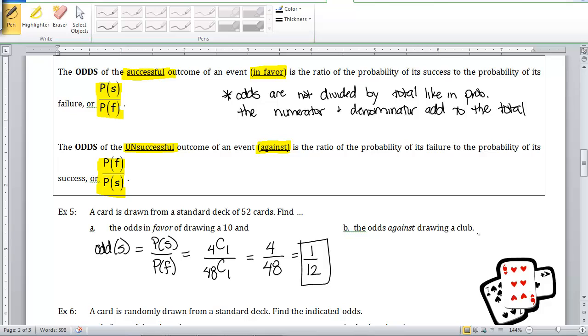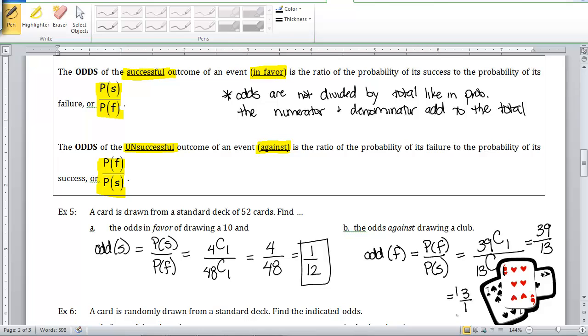Let's now look at the odds against. This means that I want the probability I fail divided by the probability I'm successful. And so, for clubs, we have 13 clubs. So I need the number of cards that are not clubs. 52 minus 13 is going to be 39. Choose 1. Divided by, there are 13 cards where I would be successful and draw a club. So 13, choose 1. This simplifies to 39 over 13, which is a value of 3 over 1. Always leave odds as a fraction, even if 3 over 1 simplifies to just 3.